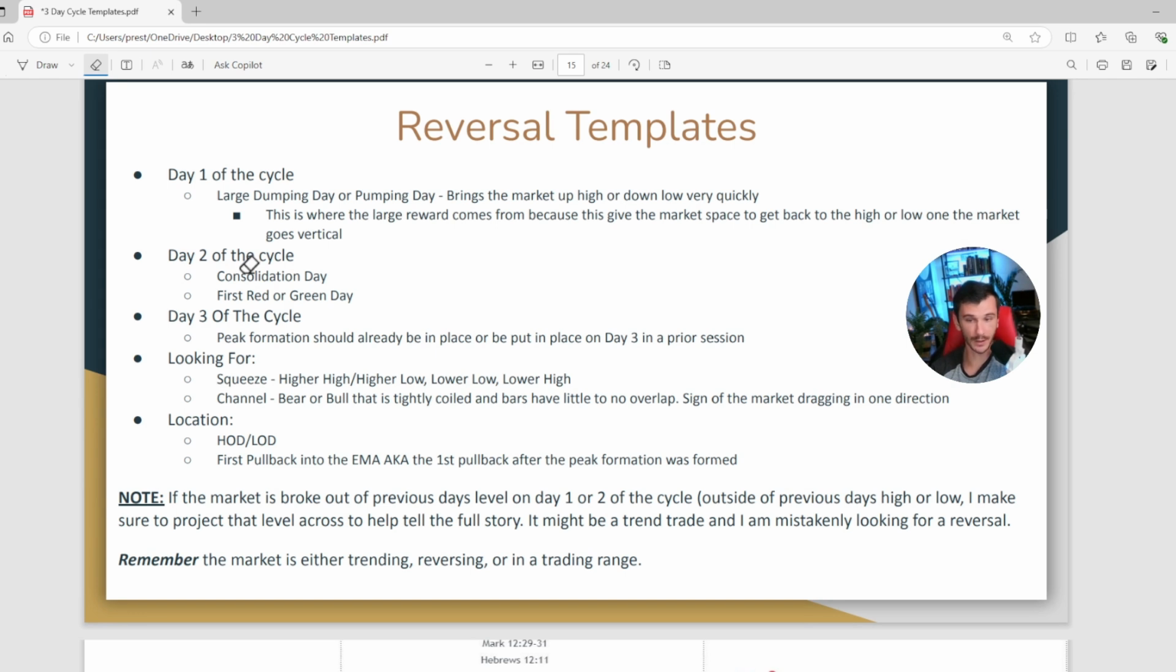So day 2 of the cycle, same thing as the trend trades. They can be consolidation days. You could also have a first red or a first green day. And then day 3 of the cycle, peak formation should already be in place or be put in place prior to the session that you're trading.